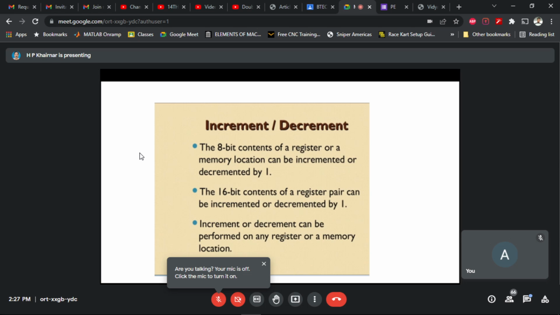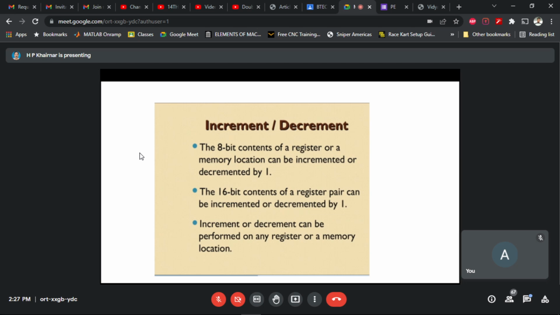These are other arithmetic instructions, that is, increment or decrement. Increment means you are just moving to the next memory line, or you are adding one to the already existing data byte. Decrement is exactly contrary. That is, you are deducting one, or you are getting back to the previous line. So in one step only, you are moving ahead or moving back.